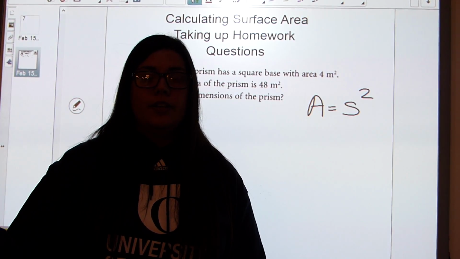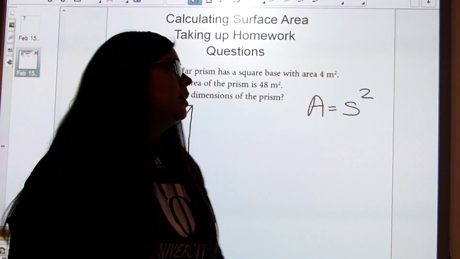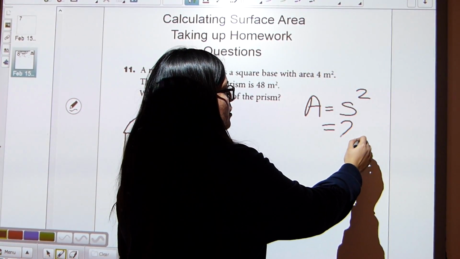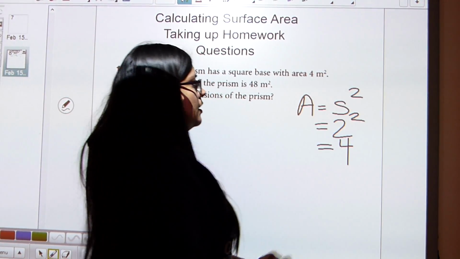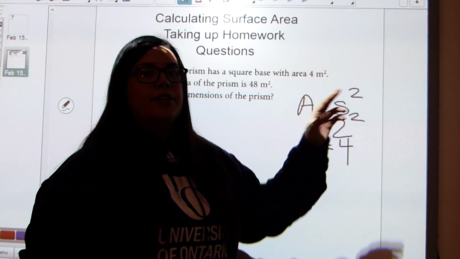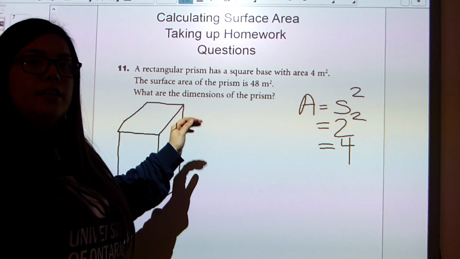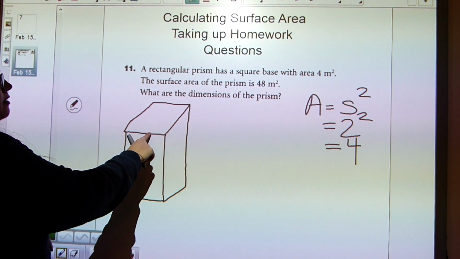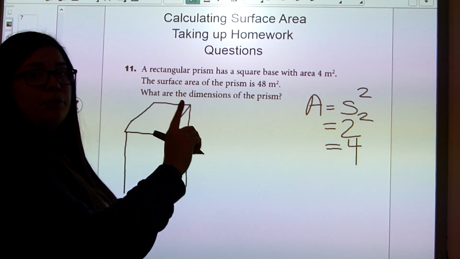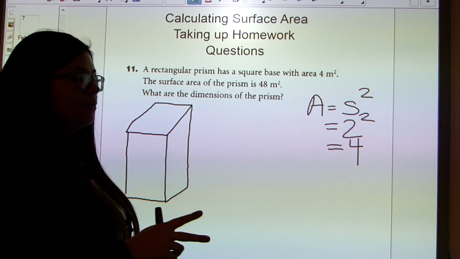To get that 4, the only possibility for you to put in there is 2, because 2 squared is 4. So that means s squared is s times s. So for your square, length times width is 4, which means that both your length and your width are 2 meters.